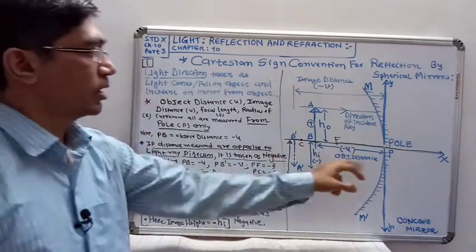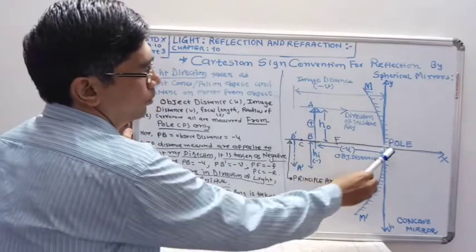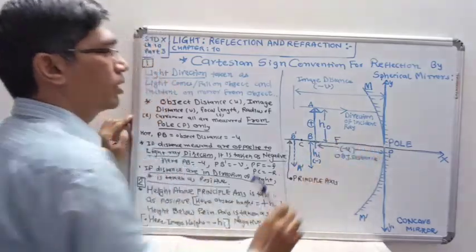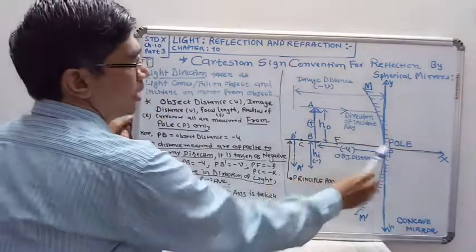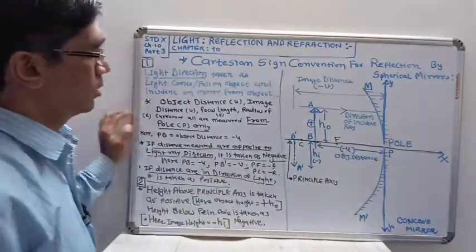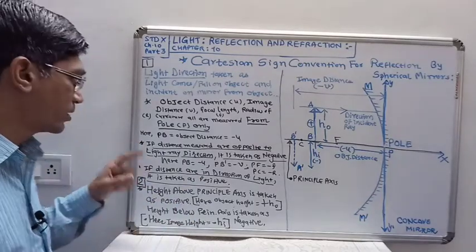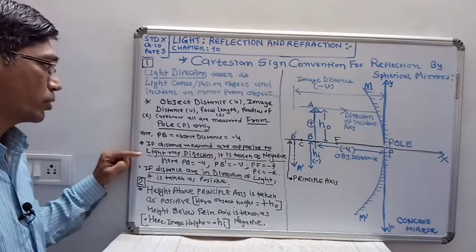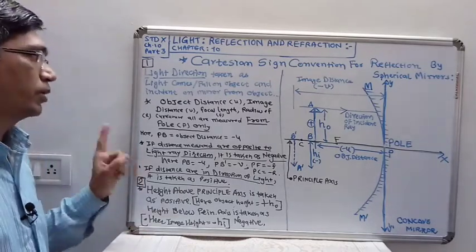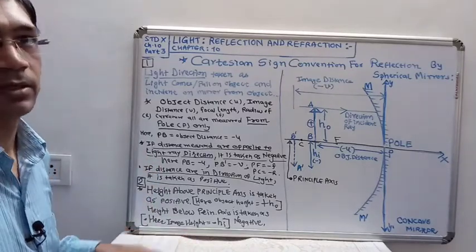Here, AB is the object and PB is the object distance. In the same way, PB dash is the image distance. The first rule of the sign convention: if distances measured are opposite to the light ray direction, they are taken as negative.